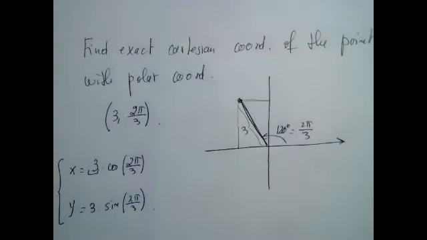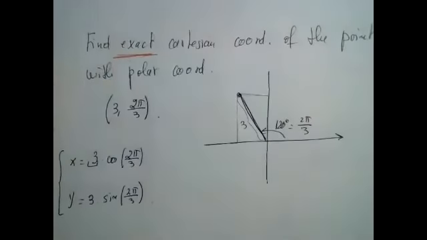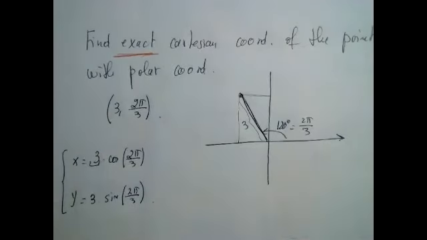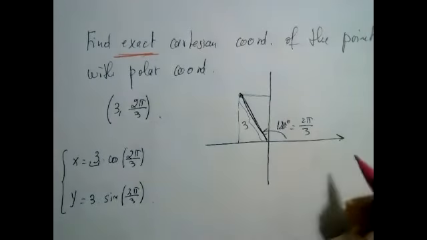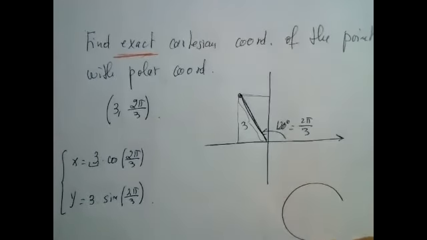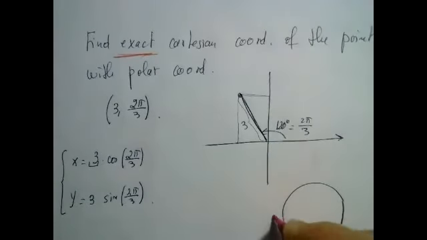Okay, so since I want the exact value, and I have here the exact, I have to remember what's the exact value of cosine 2 pi over 3. So if we remember our unit circle, that's why I'm bringing this up, just to remind you the unit circle. If I remember my unit circle, you remember all those unit circles.